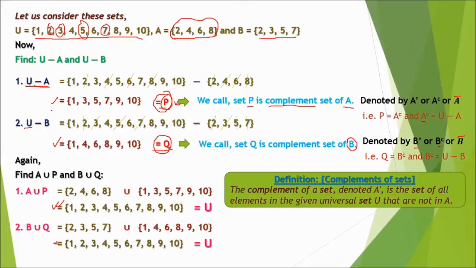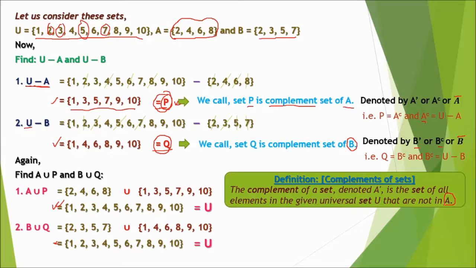Here you can see these are the remaining elements after A has picked a few elements. These remaining elements are also a set, the set P, and P complements A, so it is called the complement of a set. And we can define it as the set of all elements in the given universal set U that are not in A. Those elements which are not in A but are in the universal set are the complement of the set.